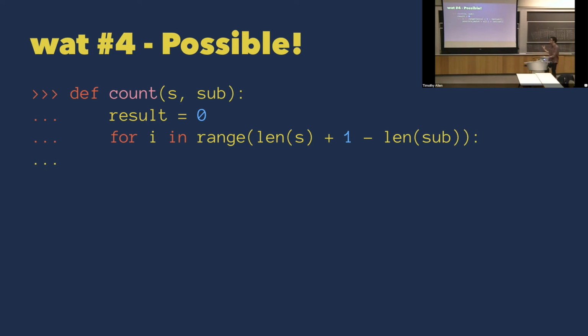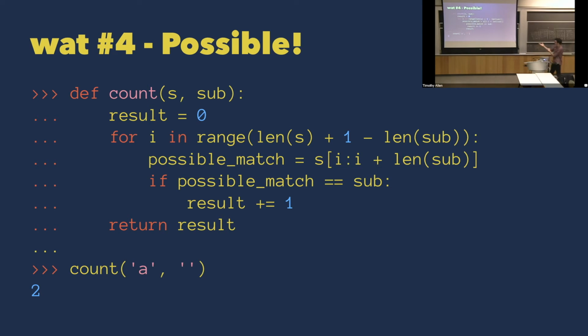And then when we compare the possible matches, the possible match is this slice of the original string from i to i plus the length of the substring. The length of the substring again is 0, so this is a slice of nothing, and we get an empty string. A slice of any list is just going to be an empty string when these values are the same. And it won't raise an index error, because that's how slicing works. So count will increment the result if possible, and return it. And this is what the function does. When we give it a string and an empty string, we get 2. And that's why the count of an empty string is more than the length.